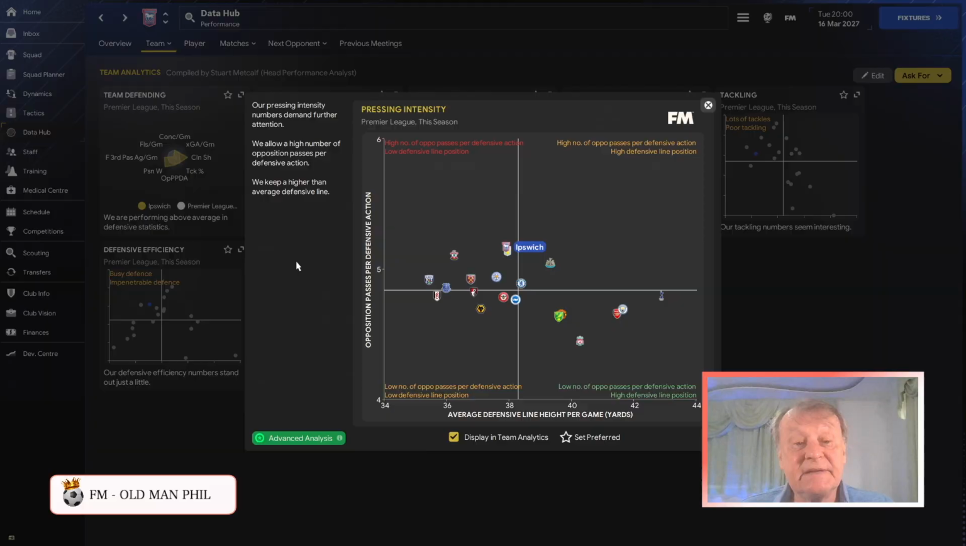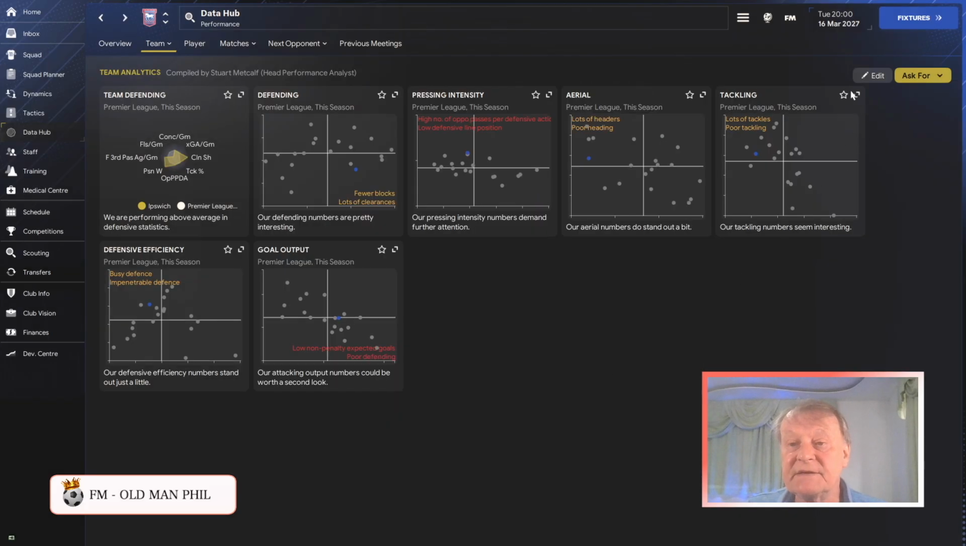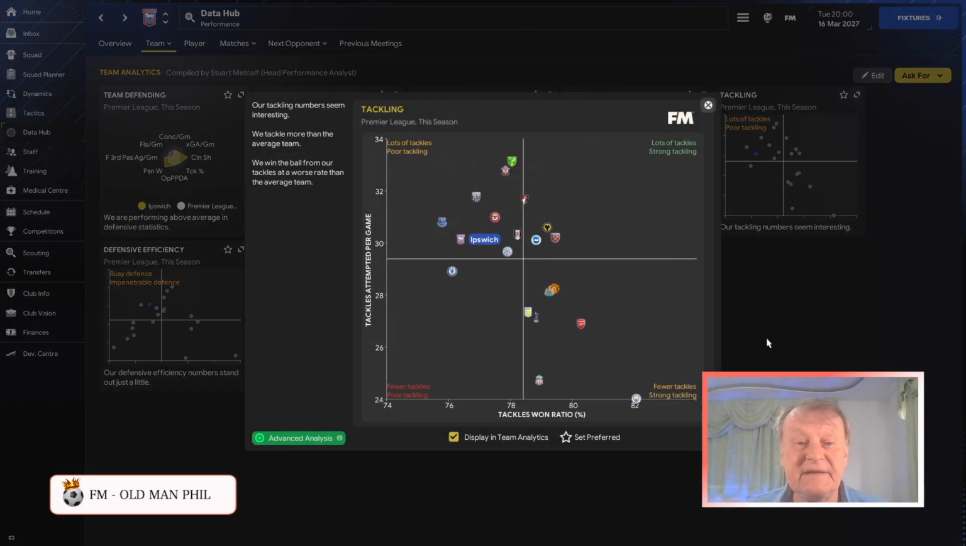We keep a higher line than the average defensive line, so it's something else that we need to be aware of. Our aerial ability at the back is not particularly good. We head the ball more than the average team, but it's not very accurate when we're heading out from the back. And our tackling, well, we're not really very good at tackling. We tackle more than the average team, but we also, remember, give away a lot of fouls, and we win the ball from our tackles at a worse rate than the average team, and that's probably linked to the fact that we foul a lot.